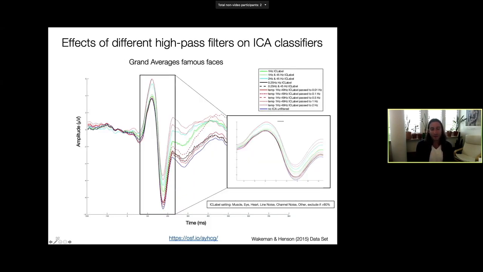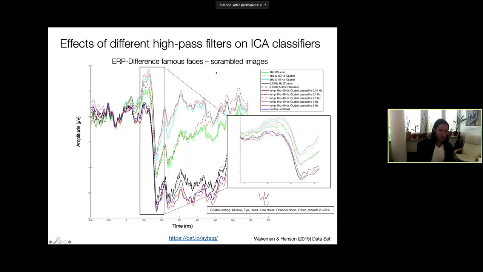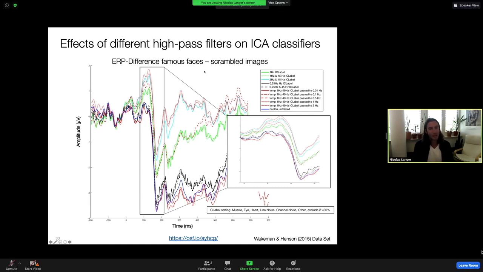I also did the ERP analysis with different high-pass filtering before the ICA and also with temporary filtering, which is also provided on OSF, which you can check out, together with the results. You see that if you apply temporary filtering and afterwards high-pass filters with a low cutoff, the signal is nicely retained. You also see the effects for the ERP differences between famous faces and scrambled images. But if you use too high cutoffs for high-pass filters, you get distortions here, but also diminished effects.